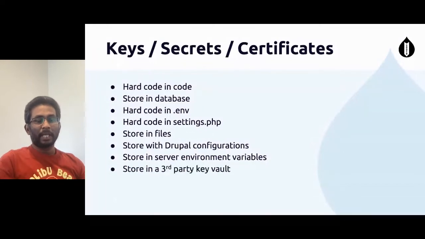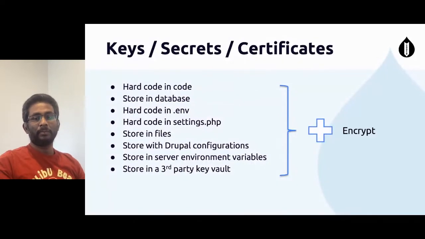The last one is storing your keys and secrets in a third-party key vault. Maybe some of you have done that. There are solutions like Microsoft Azure providing Azure Key Vault, and AWS providing their own solution. So there are third-party providers giving you the opportunity to store your keys securely and access them whenever you require. On top of all this, you can secure these additionally with an encryption method. When you store your keys, you can encrypt them and then use a decrypt algorithm to decrypt them when you use them to connect with the third-party systems.